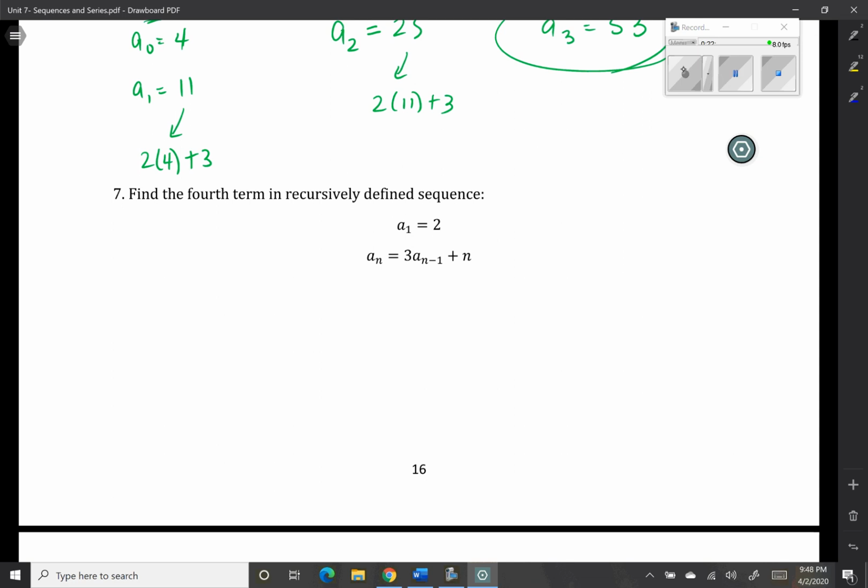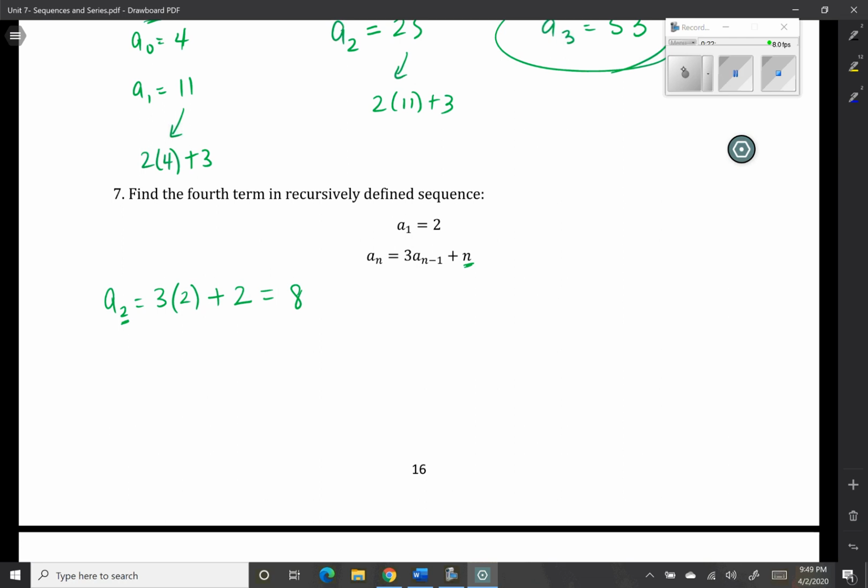Here's another one. So it says, here's a recursively defined sequence. A sub 1 equals 2. A sub n is equal to 3 times a sub n minus 1 plus n. Now notice they're using the n as an actual variable here. So when I want to find the second term, I'm going to say 3 times the previous term, 2, plus the term we're trying to find, the n value, 2. So that's 6 plus 2. That's going to give me 8.